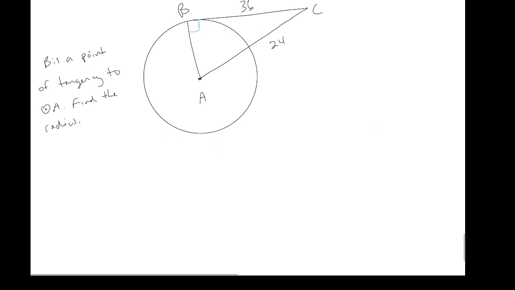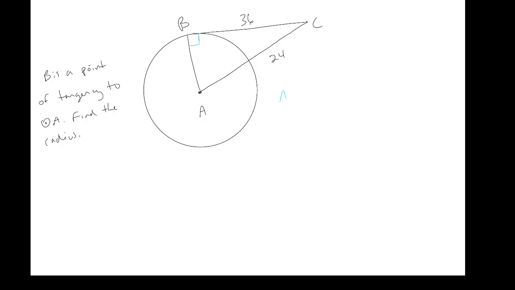Now, we should be able to apply the Pythagorean theorem. AB squared plus BC squared is equal to AC squared. Okay?